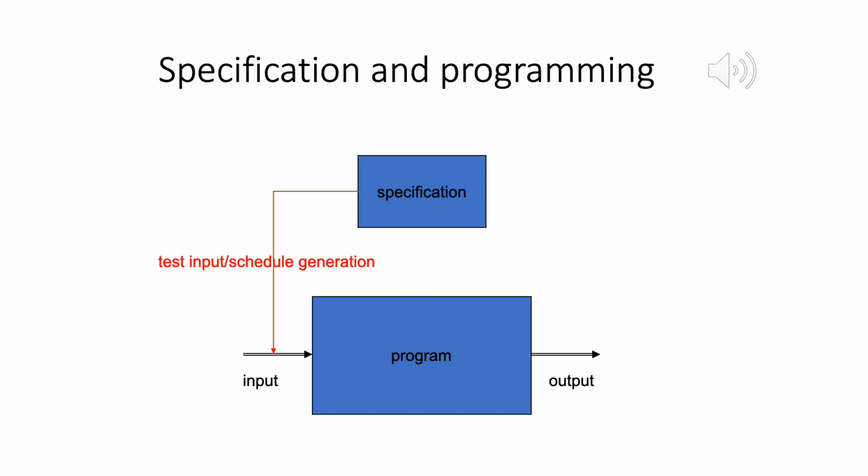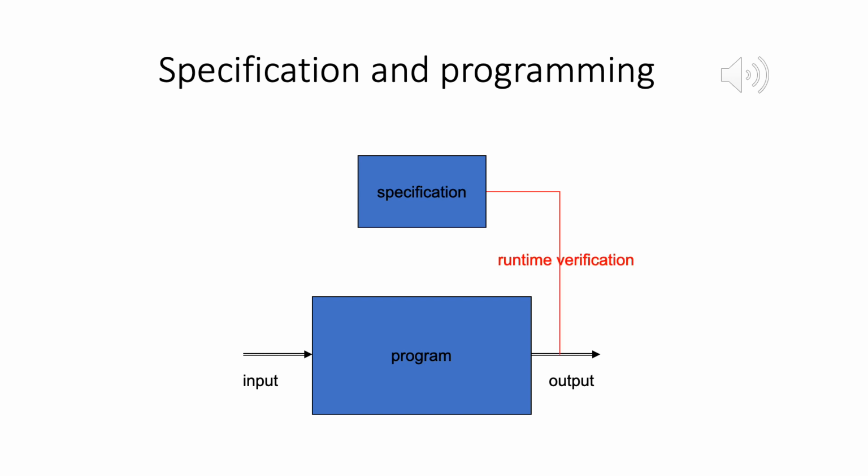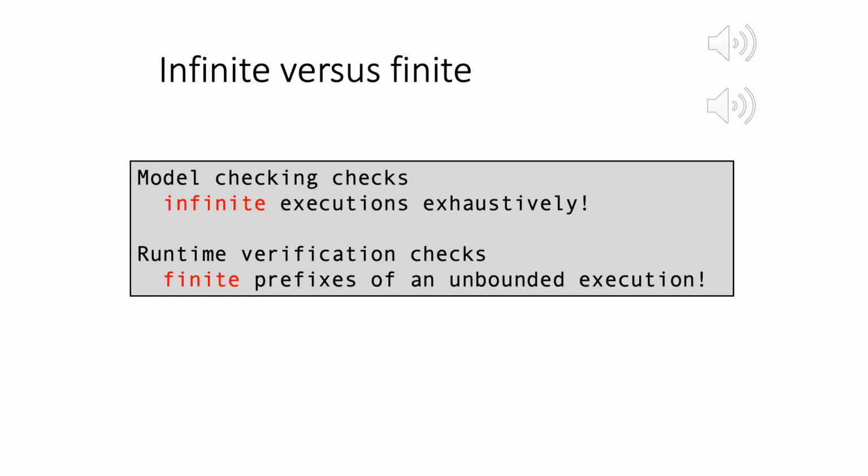More specifically, this includes test input generation from specifications, also referred to as model-based testing. And it includes runtime verification, where we focus on monitoring the outputs of the program. Outputs can include events generated specifically to support monitoring. If we compare to model checking, in model checking we check infinite execution traces exhaustively, whereas in runtime verification we check finite prefixes of an unbounded execution.